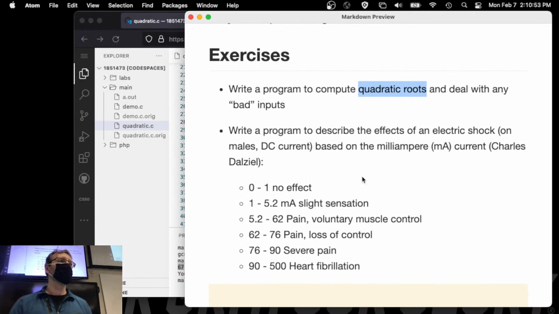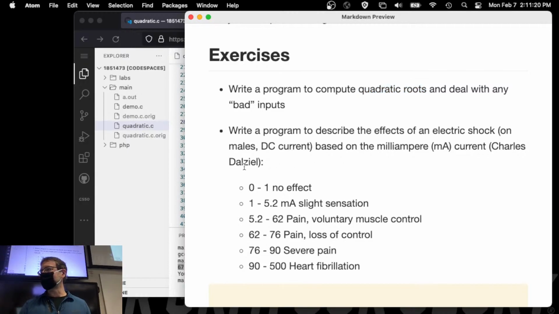Otherwise, let's take a shot at this second program here. So I said that if you short circuit something, you could end up with an electric shock. And I did look this up today to see what the fatal amperage of a circuit is, and it wildly varies, of course, because the voltage doesn't matter that much. It's the actual amperage that you receive.